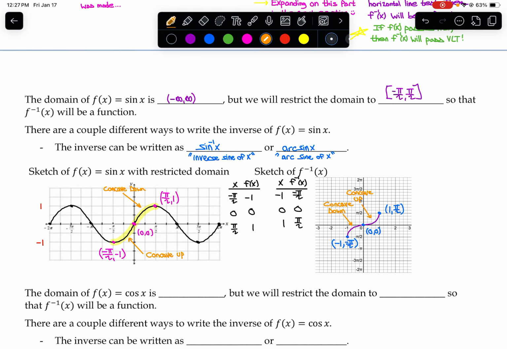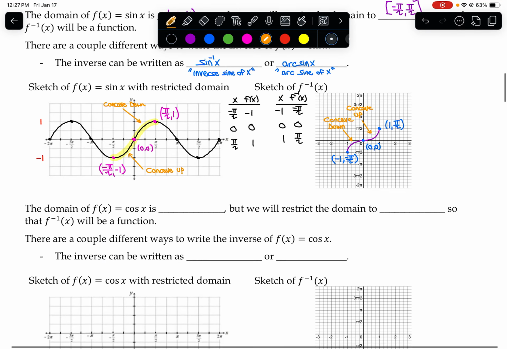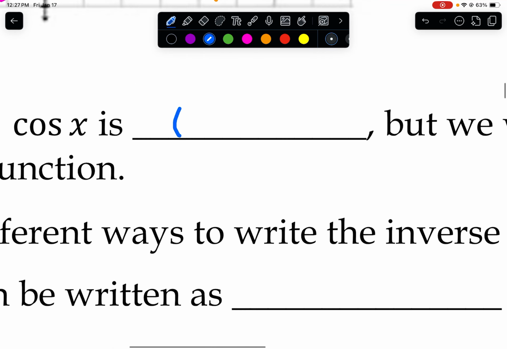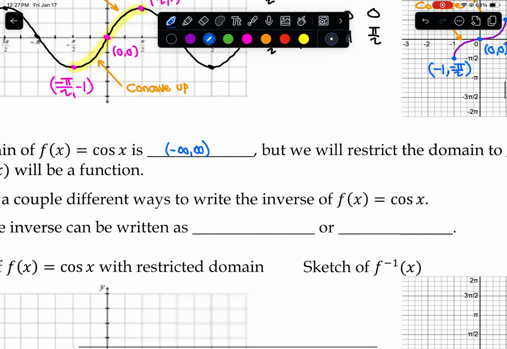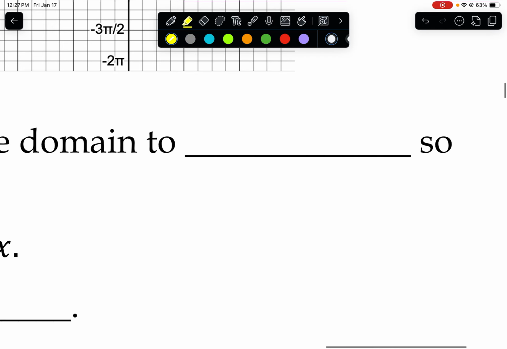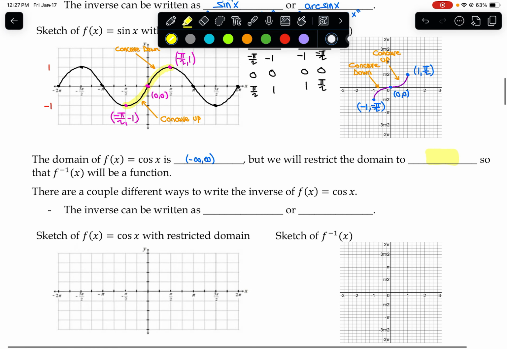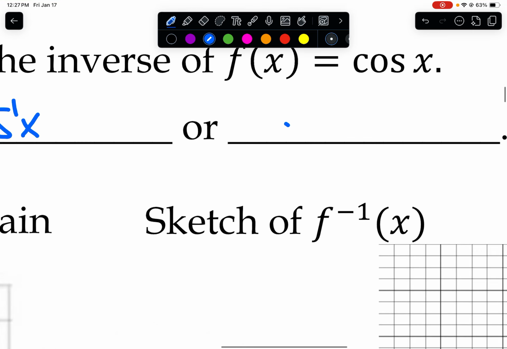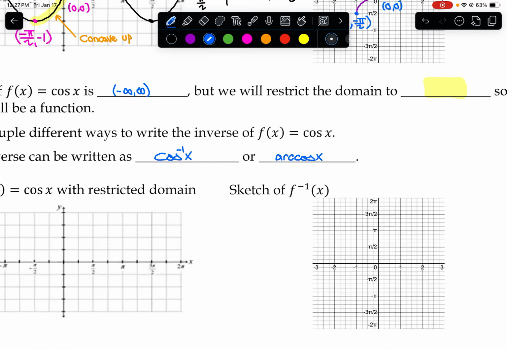So now we're going to discover the same idea, and we're going to go through inverse cosine. With cosine, just the same as sine, your domain is going to be negative infinity to positive infinity. And then once again, we're going to discover what we need to restrict it to. I don't want to just give it away. There are a couple of different ways to write inverse cosine. We have inverse cosine of x, and then we've got arc cosine of x.